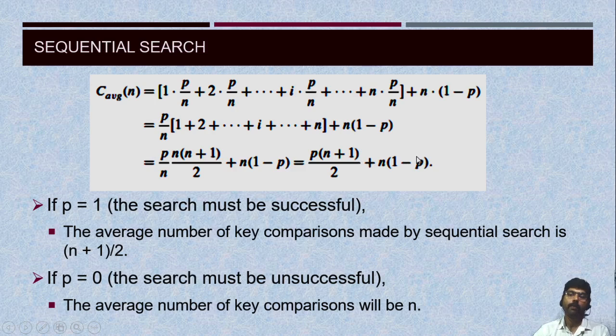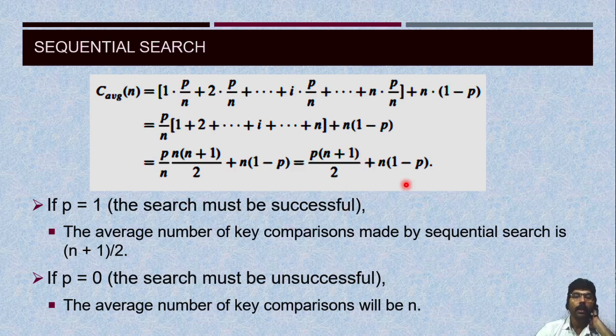Now if the p value is 1, that means the search is successful. Then what happens? 1 minus 1 becomes 0, so this entire expression becomes 0. Here p becomes 1, and the result is n plus 1 divided by 2. Whenever a successful search occurs, the average number of comparisons is n plus 1 divided by 2.